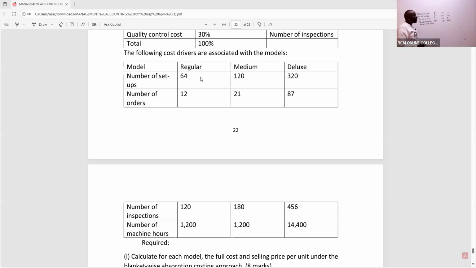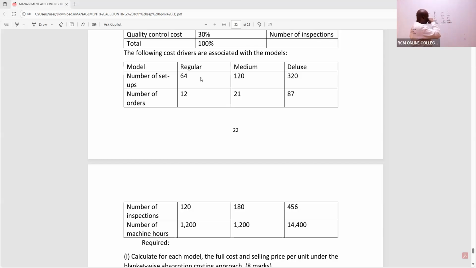Fortunately, they never told us number of machine hours per unit. Yesterday, we learned that if they tell us number of machine hours per unit, then we must multiply. Here, they were gracious enough. They gave us the totals. So this is 1,200, 1,200 again, and then 14,400.